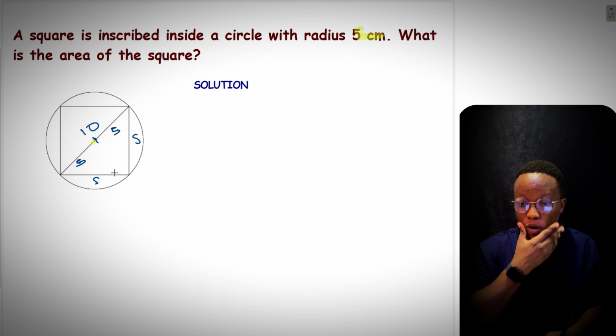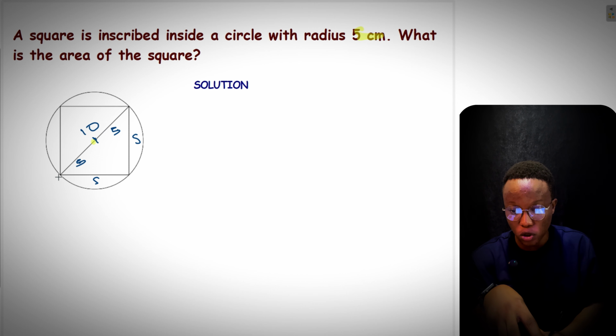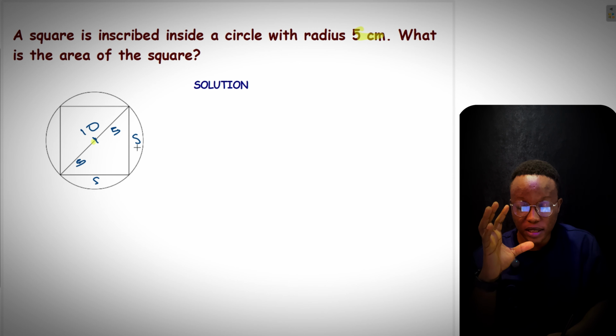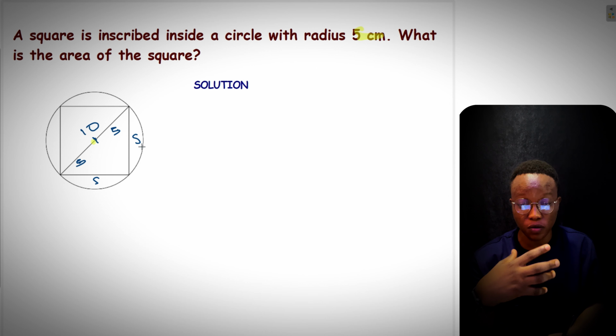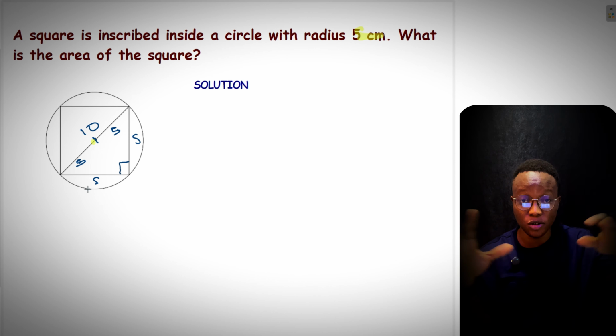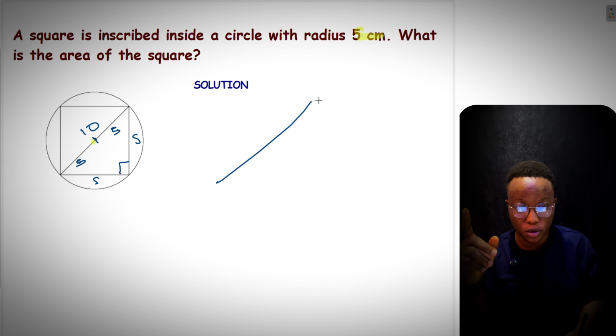All right, so we understand the diagonal of the square, which is also the diameter of the circle, is 10 centimeters, right? The sides of the square, we have decided to represent with S. So in this triangle now, every square has 90 degrees at the corners, so we understand that this is a right angle triangle. Let's have that somewhere around here. So in my drawing, we have something like this. 10, S and S.